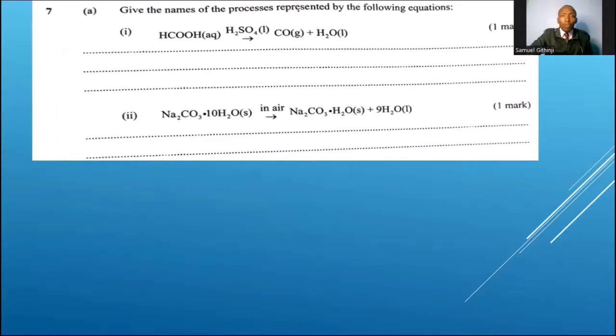Give the names of the processes given in the following question. You have methanoic acid acted upon by concentrated sulfuric acid, a liquid, and you get CO and water. Then you have hydrated sodium carbonate, decahydrate, exposed to air, where the number of water of crystallization molecules decreases. So which are these processes?